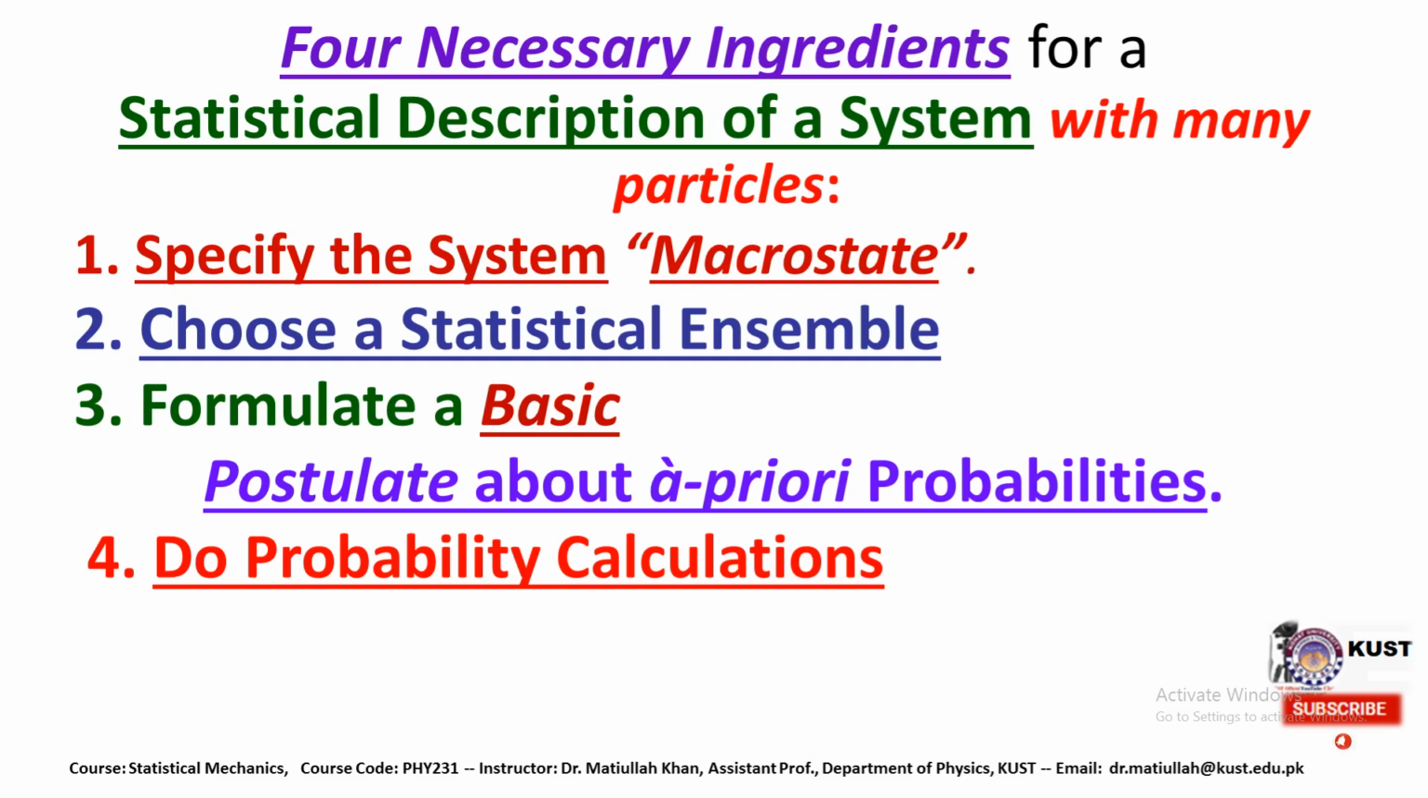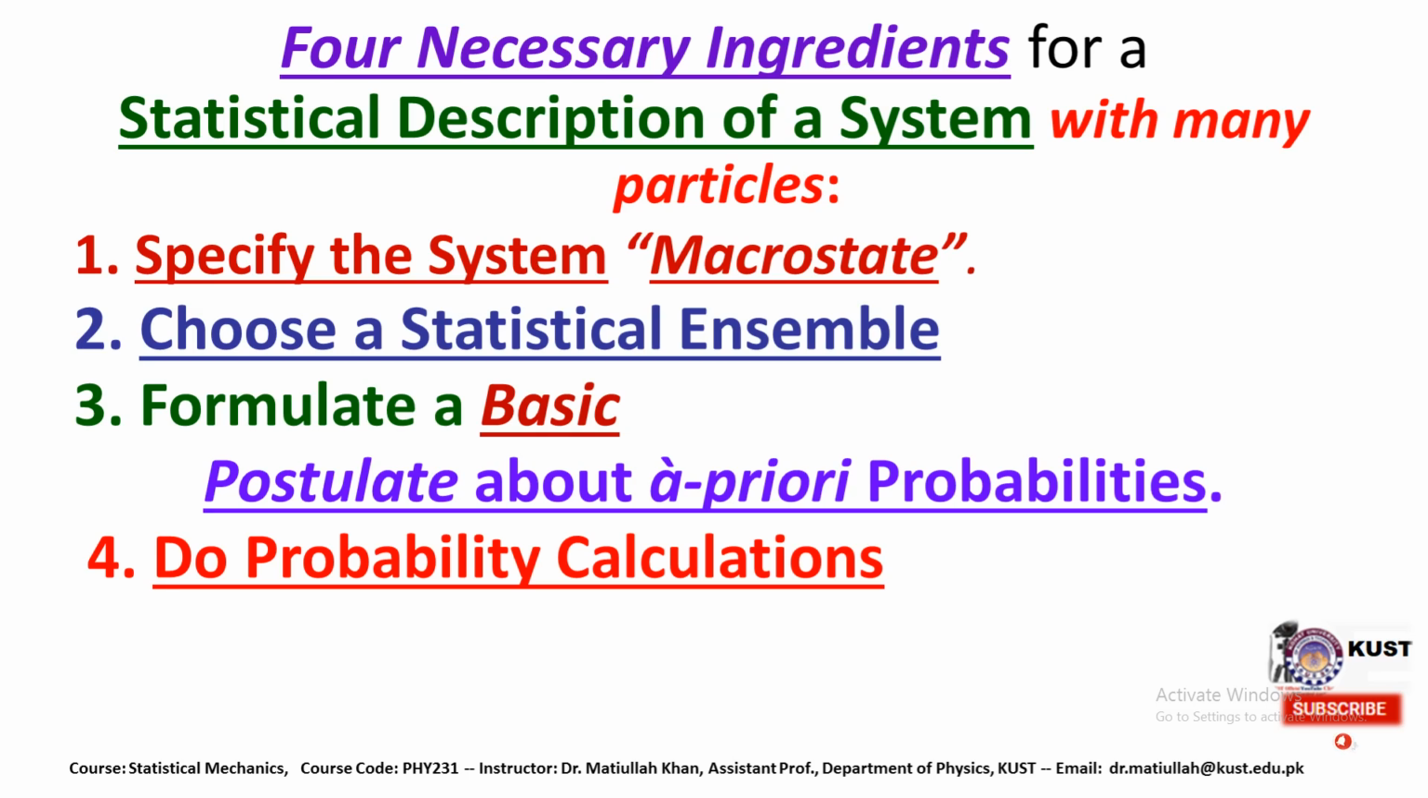There are 4 steps that are necessary for a statistical description of a system, and these 4 steps are listed here. The first step is to specify the state of any particular system, that is called specifying the macrostate of a system. The second one is to choose a statistical ensemble. You need to consider an assembly of particles and then consider that particular ensemble for that. So that is the second step in the statistical description of a system.